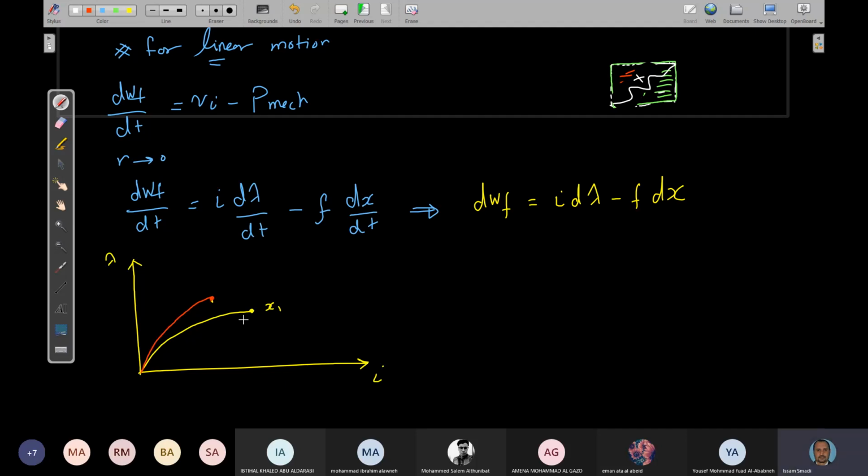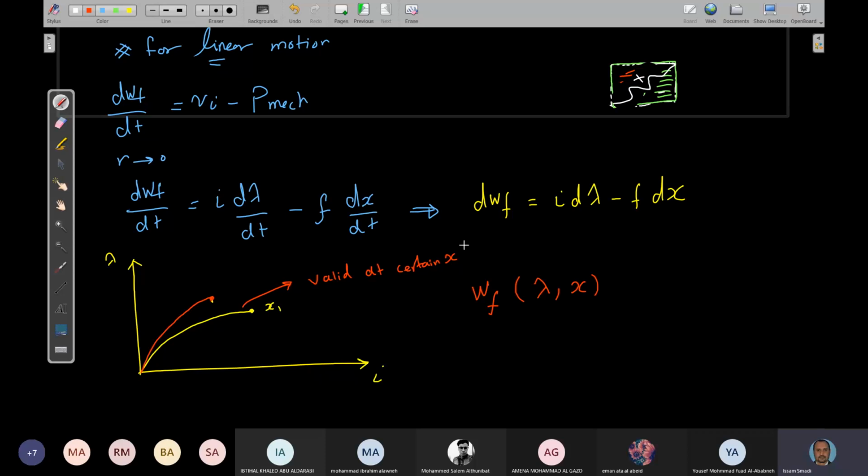So simply this means that each curve is valid at a certain position or displacement x. So someone will say this means that omega f, the field energy actually, is a function of what? Of the flux linkage and the displacement.